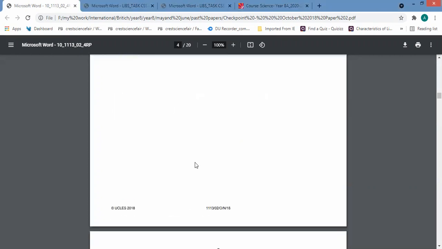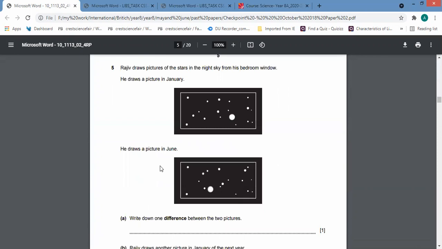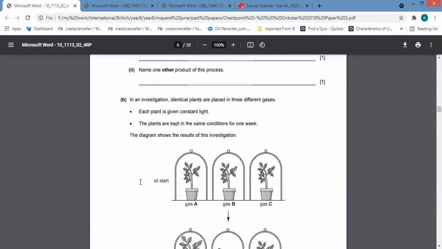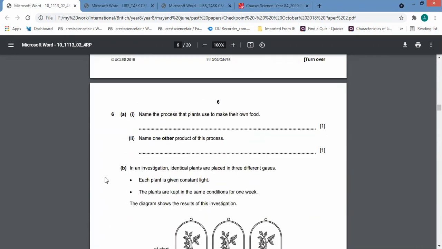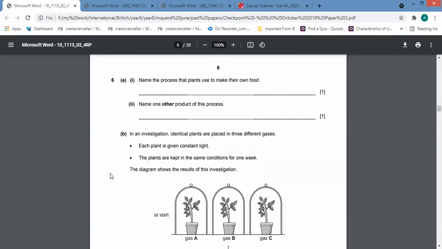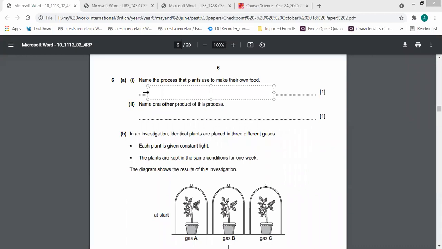Next question. Yes, this one. Number 6. Name the process that plants use to make their own food. Photosynthesis. Right.